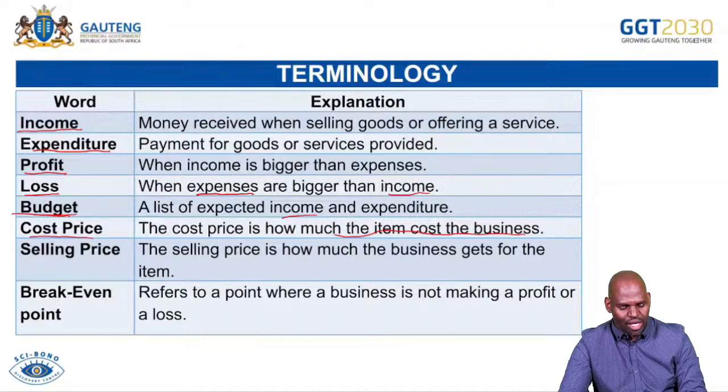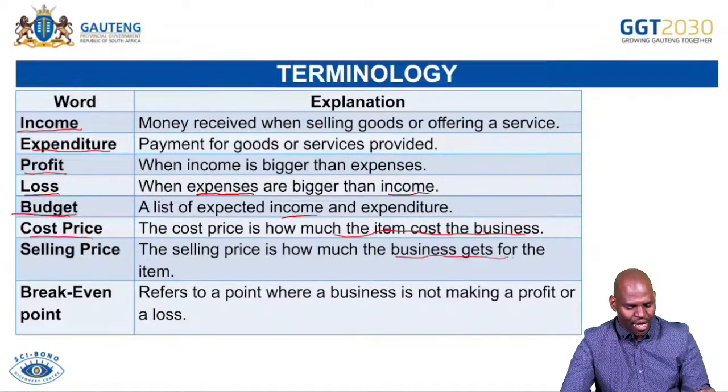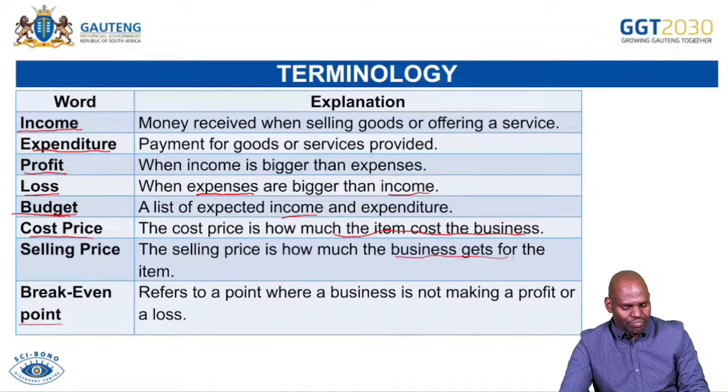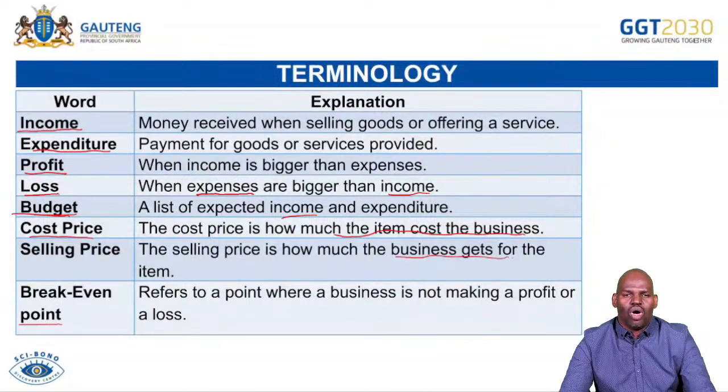So the selling price is how much the business gets for an item. And then the break-even point refers to a point where a business is not making a profit or a loss.